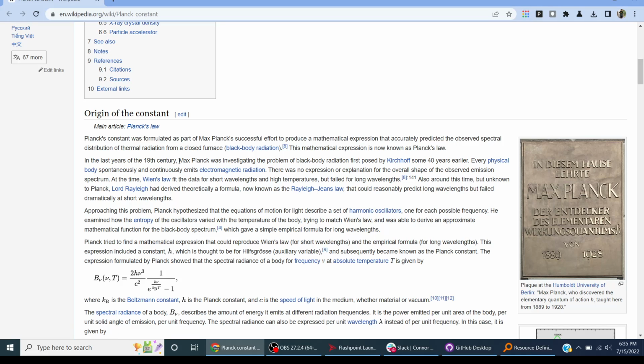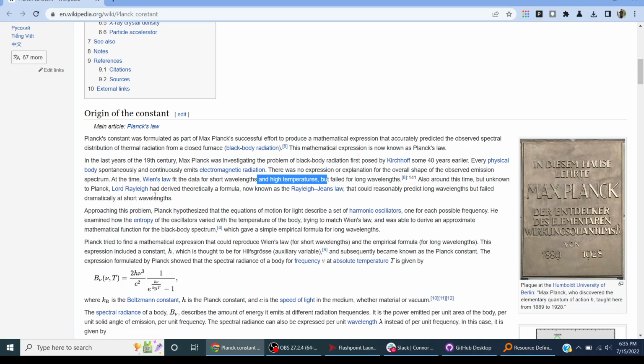In the last years of the 19th century, Max Planck was investigating the problem of blackbody radiation first posed by Kirchhoff some 40 years earlier. Every physical body spontaneously and continuously emits electromagnetic radiation. There was no expression or explanation for the overall shape of the observed emission spectrum. At the time, Wien's law fit the data for short wavelengths and high temperatures, but failed for long wavelengths.